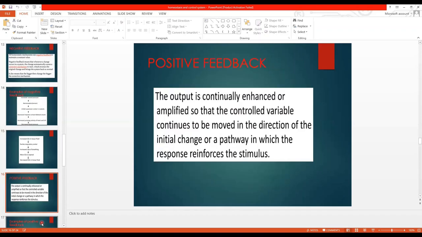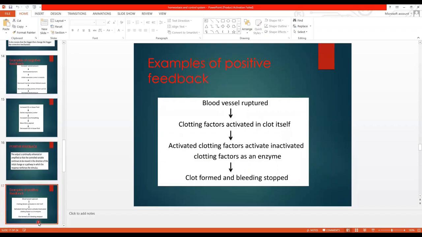Now comes the positive feedback. Positive means, in simple words, when the final output is in the same direction as that of the initial stimulus, then it is positive feedback. The output is continually enhanced or amplified so that the controlled variable continues to be moved in the direction of the initial change, or the pathway in which the response reinforces the stimulus. Let us see positive feedback through an example.